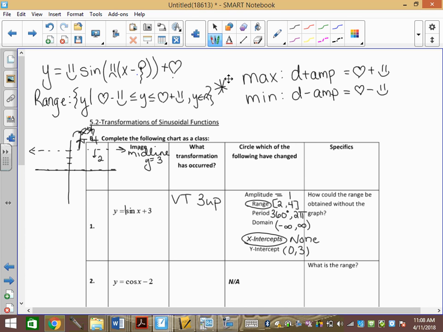So what a lot of people do is they forget D plus amplitude and D minus amplitude. They think, okay, I need the maximum, so I get in my calculator and do second trace, maximum, left bound, right bound, then minimum. Great. Except my equation is y equals negative A sine B. Oh, what? Okay, I'm going to put an A in, a B in. No, you can't do that. So you need to know your rules.